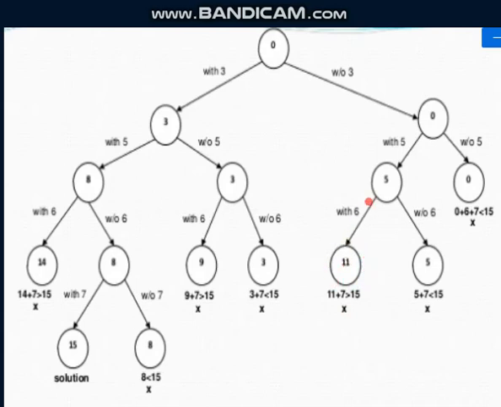So again we will go back and see without including 6. Now we have included 5. We have not included 6. But if we include 7, what will be the value? 5 plus 7 is 12. So 12 is less than 15. So again it will not lead to the solution. So again, track back.